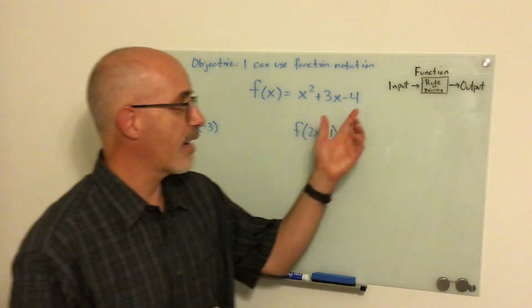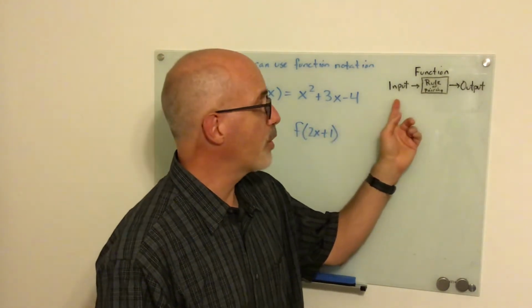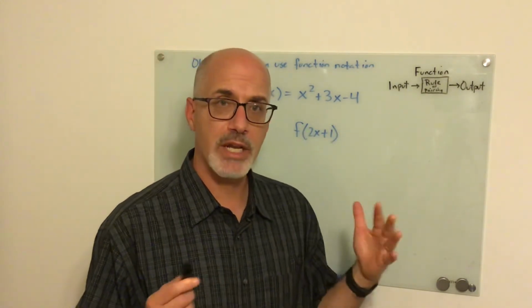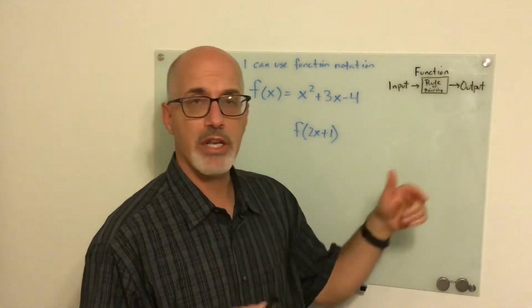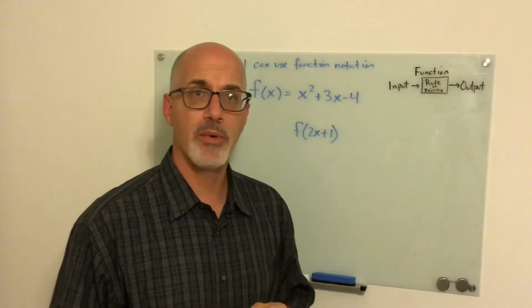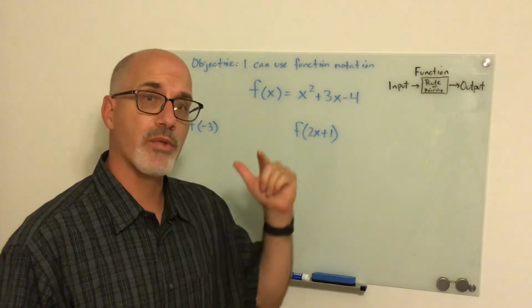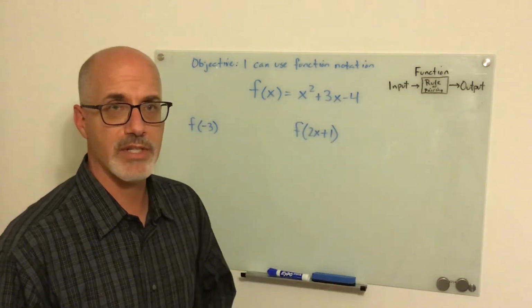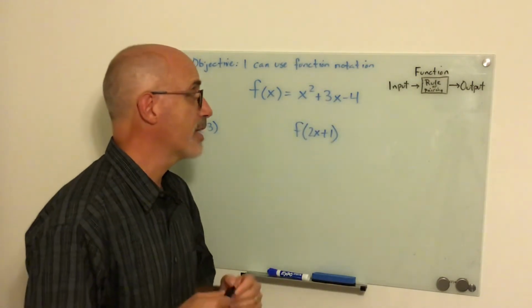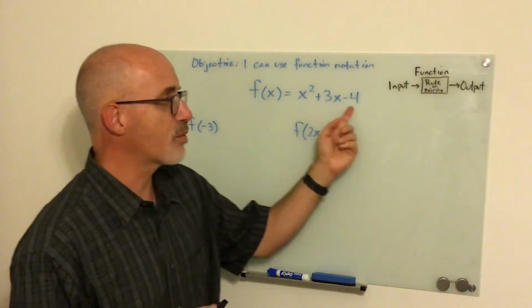It's like you have an input, you put it into some rule or pairing, and you get an output, and you always can predict what that output is because that input is only paired with one output every time. So it's called a function. So as an example, this is a rule.